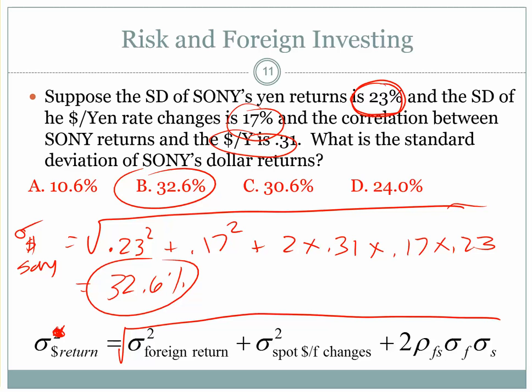So what you see is holding a foreign security is generally riskier than holding a local security of similar business risk, because you have 2 sources of risk. You have the risk of the stock and the risk of the currency. So this will be our general formula for calculating the standard deviation of a foreign security in dollars, or the standard deviation of dollar returns of a foreign security.